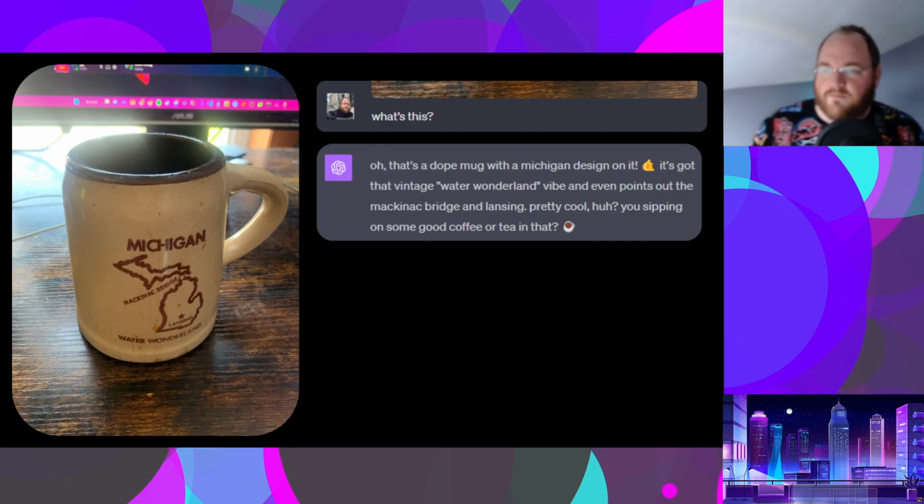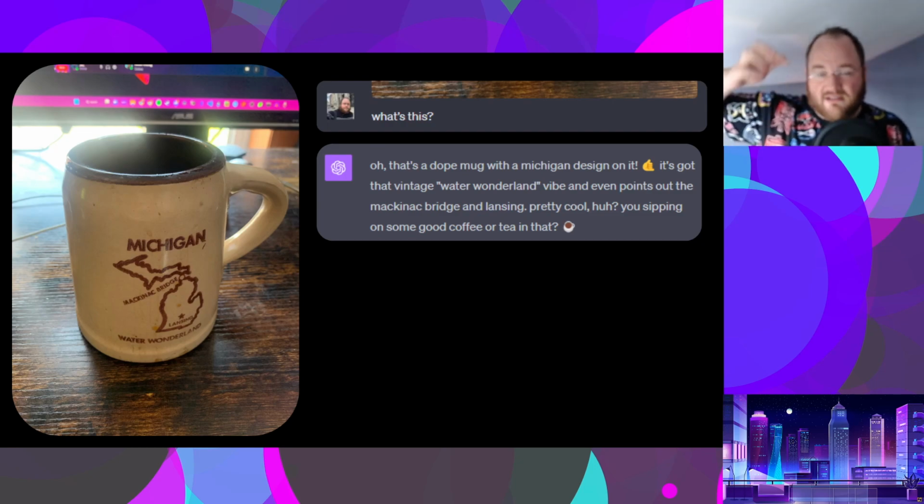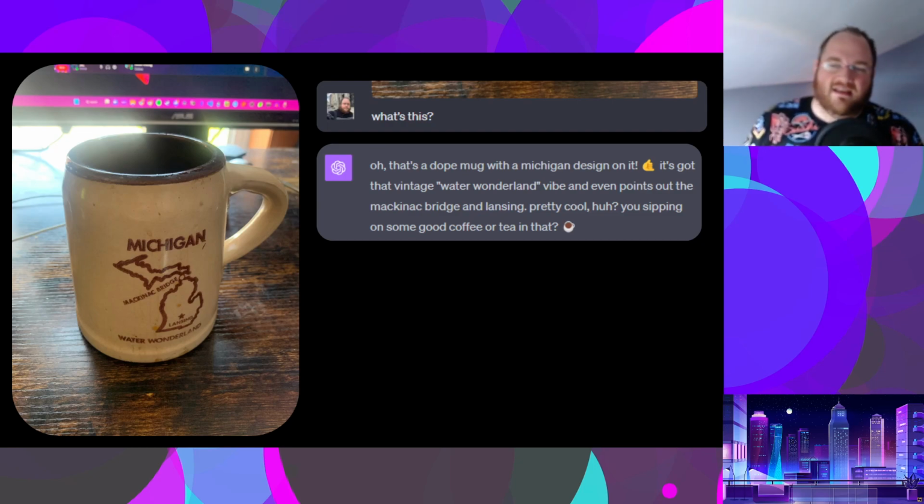So that's a dope mug of Michigan design on it. It's got the vintage Water Wonderland. It even points out Mackinac Bridge and Lansing, which are key pieces of Michigan lore. Lansing's the capital, and Mackinac Bridge is one of the biggest landmarks between the lower and upper peninsula there, right? So it's just like, hey, cool, nice thing you have there.